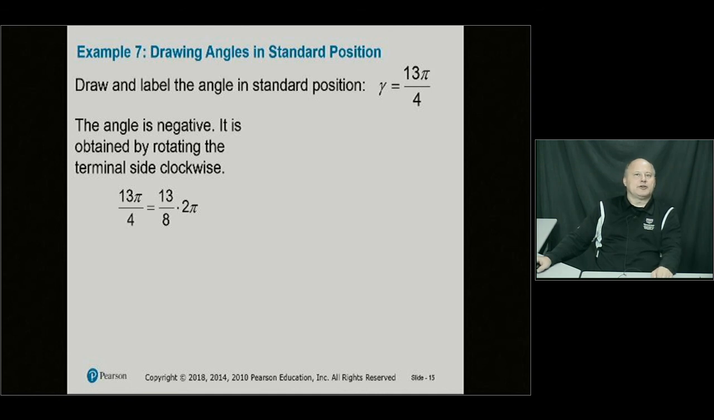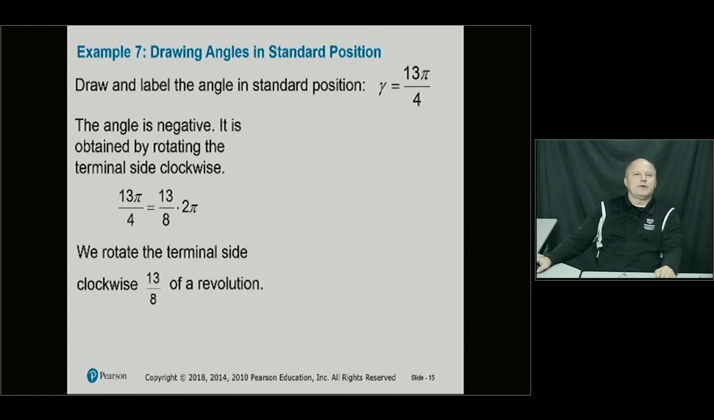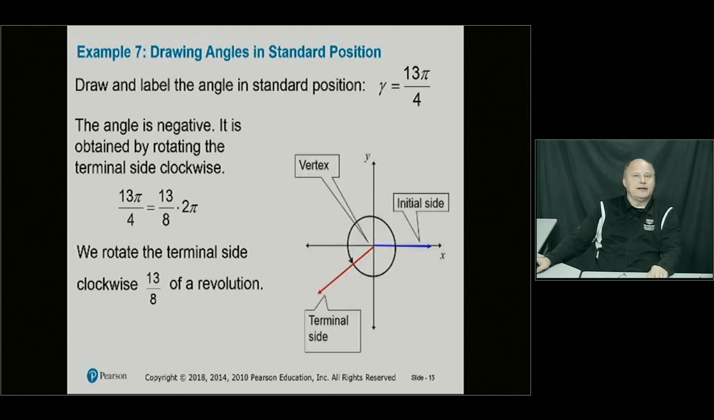13 pi over 4 is going to be 13 over 8 times 2 pi. I think they did a lot of cutting and pasting on this, so it should be positive on those. So we rotate the terminal side 13/8 of a revolution. Now you're like, well, wait a minute, one revolution is 8 over 8. So this is going to go past one revolution, and you're right.